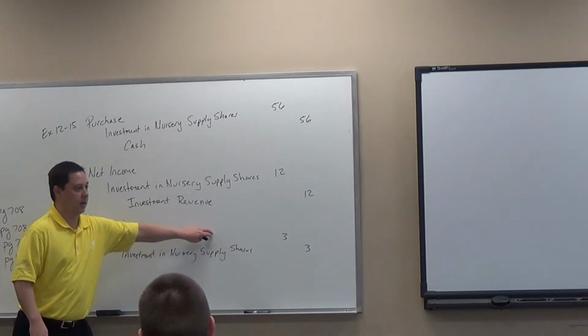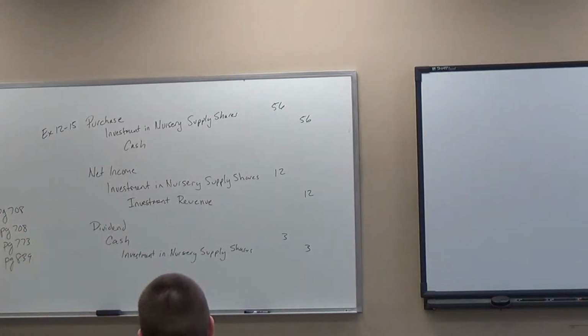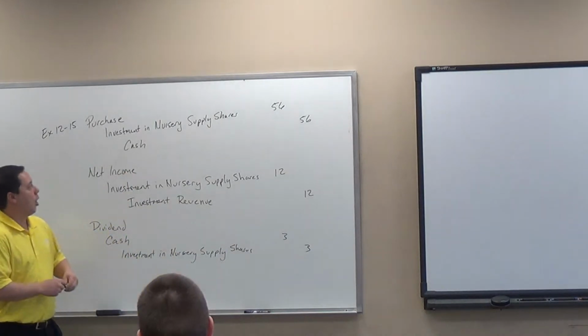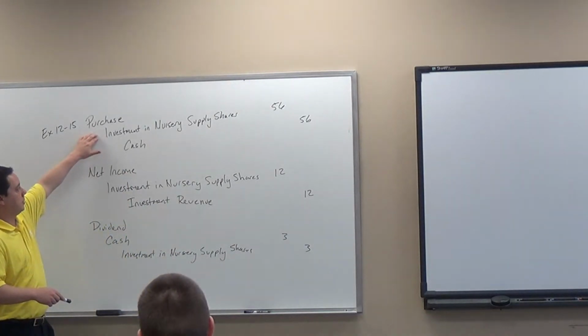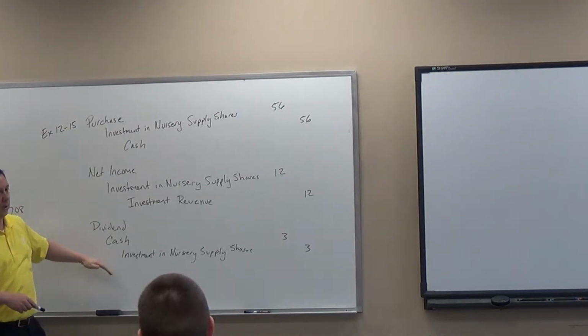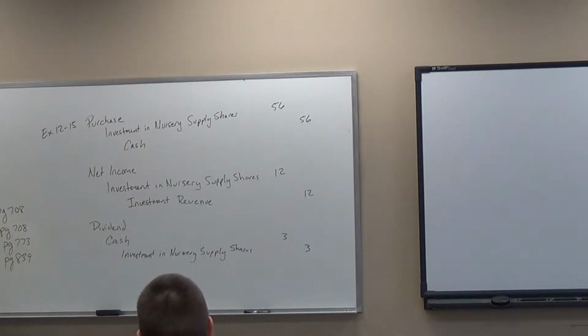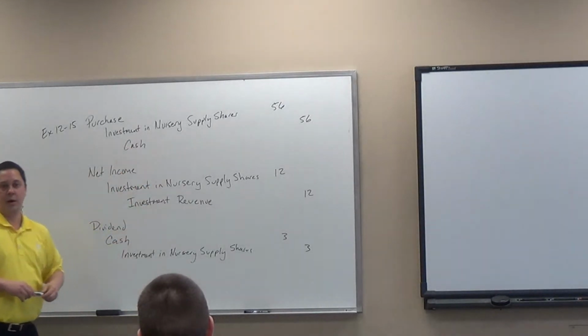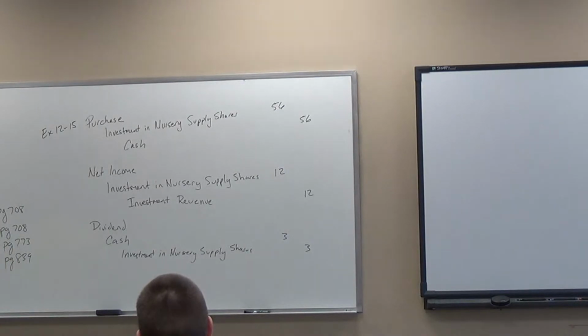Now, to figure out that 3 million, it is the 30% of the 8 million shares times the $1.25, which gives us 3 million. And so our total investment amount in this company would be the 56 plus the 12 minus the 3, and that's what we show on our balance sheet as $65 million in that company. Remember, this is for the equity method only, and it is different for the available for sale, and we'll do that in the next problem here.